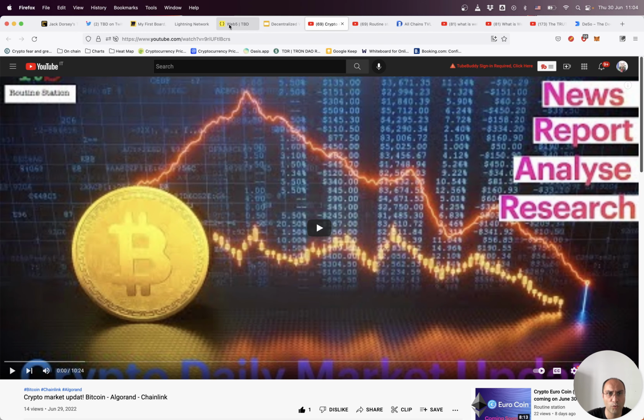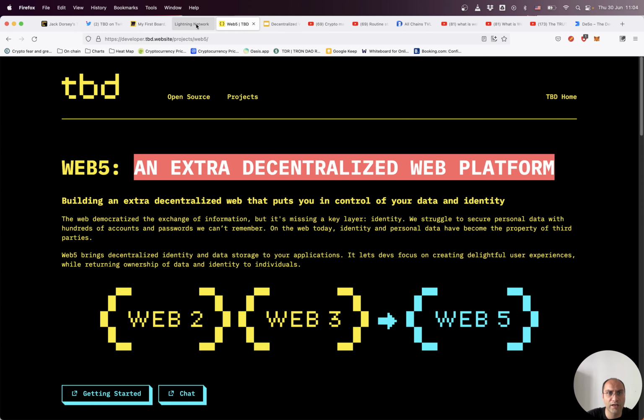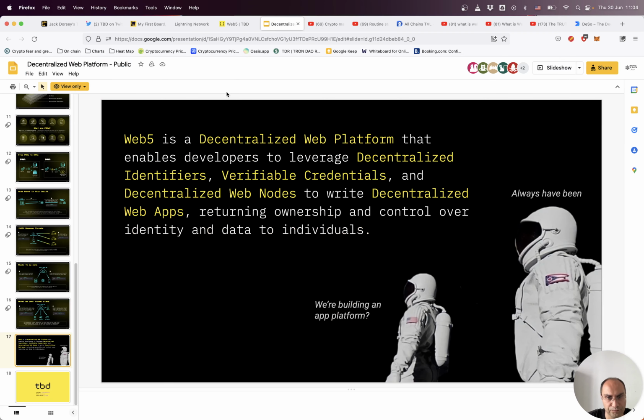Okay, back to our board. We were talking about this extra decentralized web platform. What we are expecting to see is a sort of Web3 in terms of concept and technology, but not on Ethereum or Cardano or Polkadot, rather on Bitcoin. This is the main difference between Polkadot, Web3 and Web5.